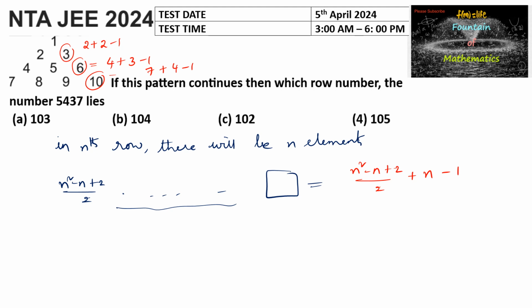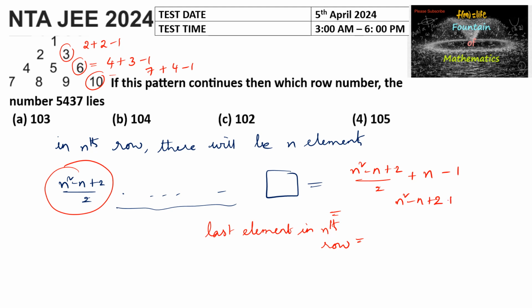Similarly here, the first element is (n square minus n plus 2) upon 2, total n elements are there, minus 1, and simplifying, you will get the last element in the nth row equal to (n square minus n plus 2 plus 2n minus 2) divided by 2, that is (n square plus n) upon 2, that is n times (n plus 1) upon 2. So n into (n plus 1) upon 2 is the last element in the nth row.